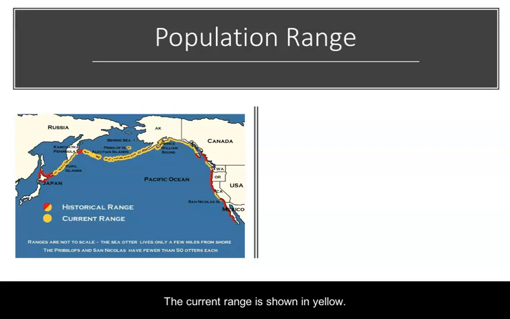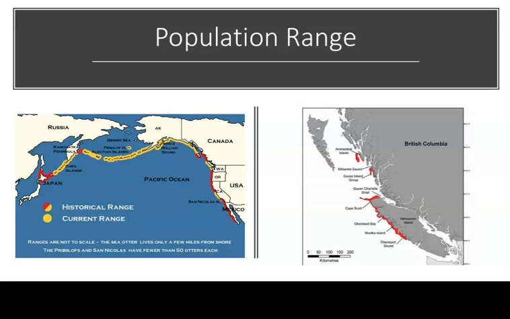The current range is shown in yellow. In British Columbia, the current range is limited to the west coast of Vancouver Island and the mainland shores north of the island, although there have been recent reports of sea otters on the shores of Haida Gwaii, which is located here and is also known as the Queen Charlotte Islands.